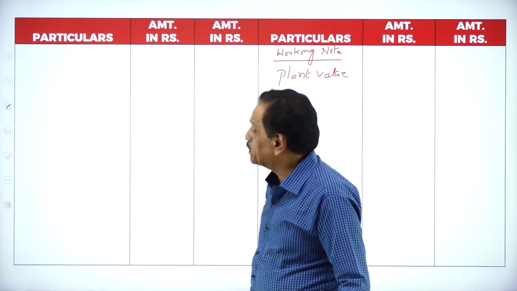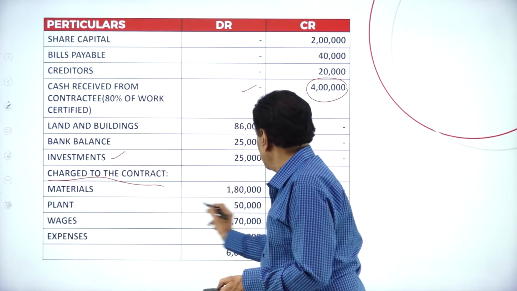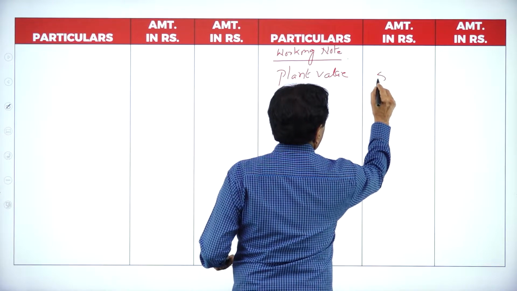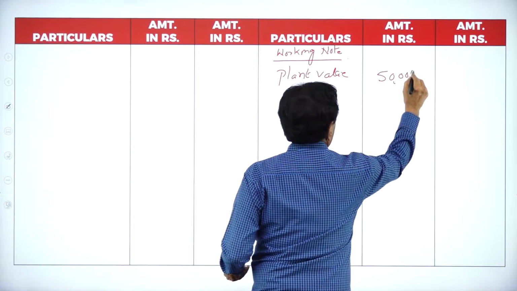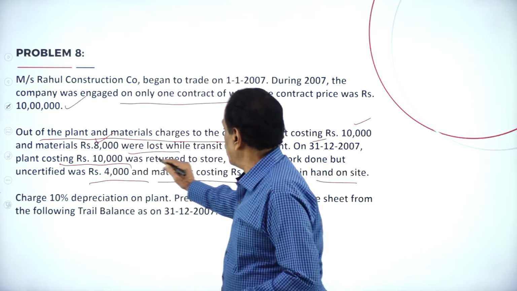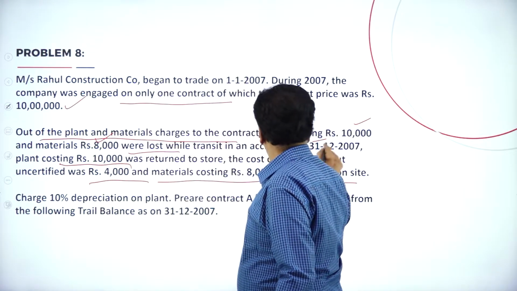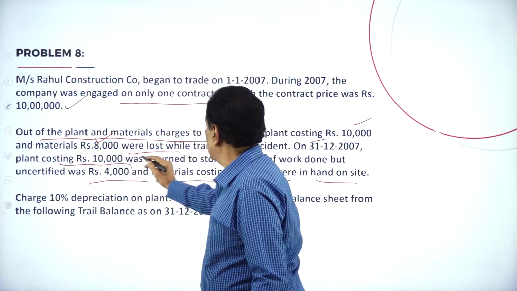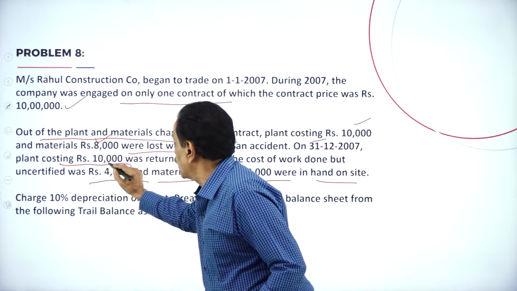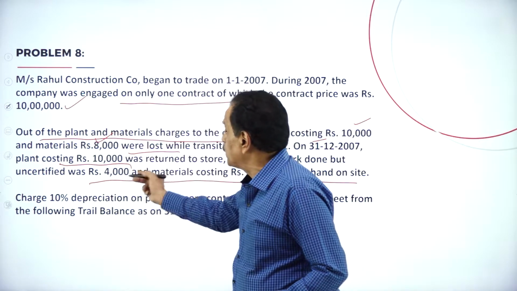What's the plant value as per the problem? 50,000. Then see how much plant returned here. Out of the planted material, charged to contract, plant costing 10,000 and material 8,000 were lost, and here plant costing 10,000 was returned. How much plant lost?